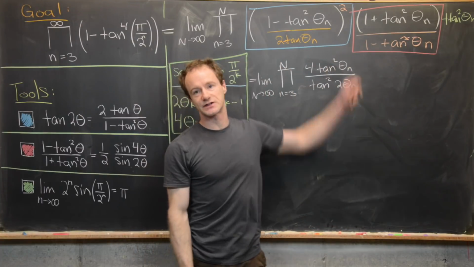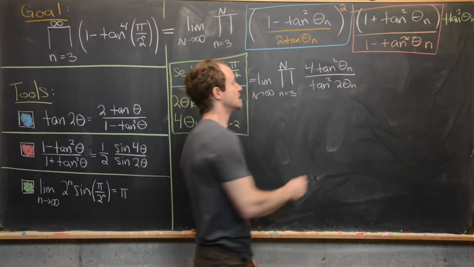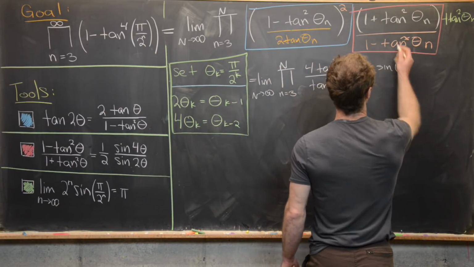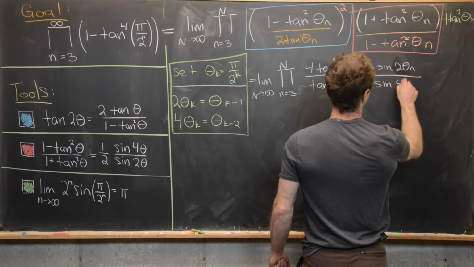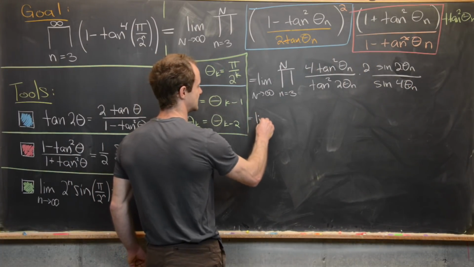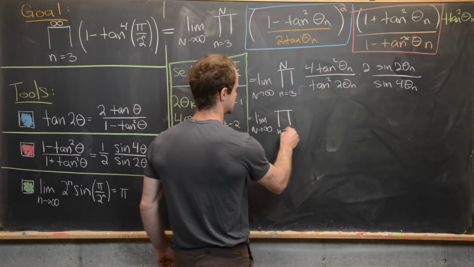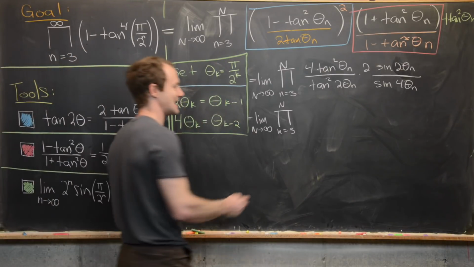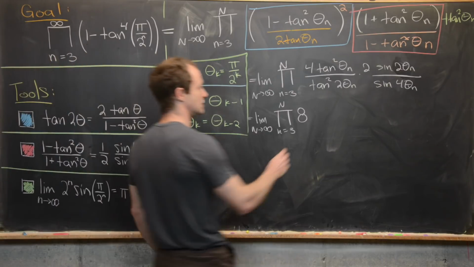Great. But now this red box is exactly the reciprocal of this red identity right here. So now I can multiply this by 2, and now I have sine of 2 theta n over sine of 4 theta n. Good. So notice that's going to give us this limit as capital N goes to infinity of this product, little n going from 3 to capital N. Now I can bring an 8 in front of the whole thing. And now I have tangent squared theta n in the numerator.